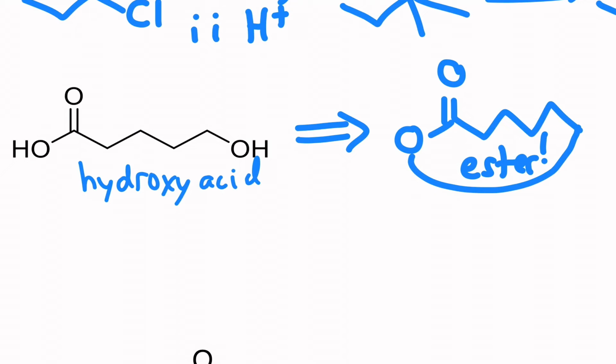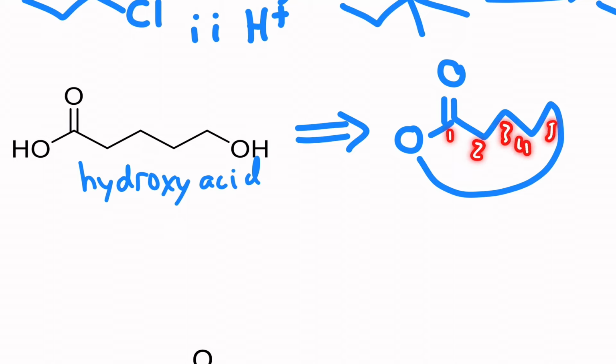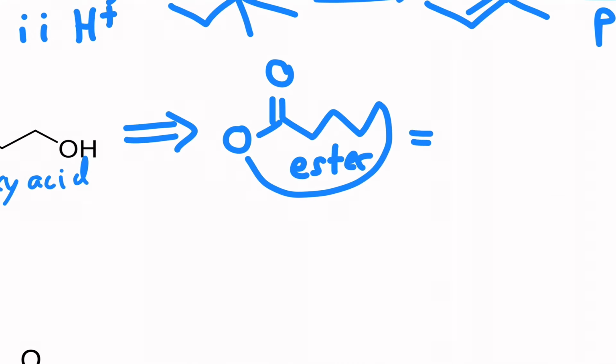Actually, I drew it incorrectly now that I think about it. I accidentally gained a carbon. And there we go. 1, 2, 3, 4, 5. There we go. That's an ester that I would want. This looks like the bottom half of an eggshell.